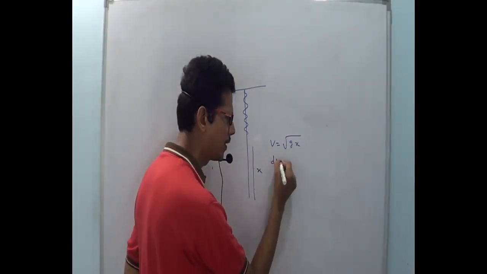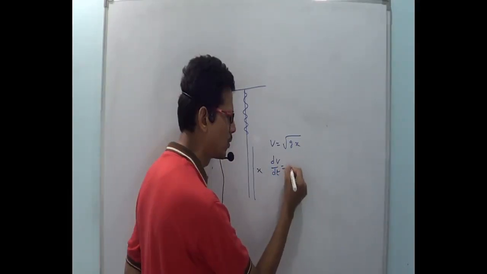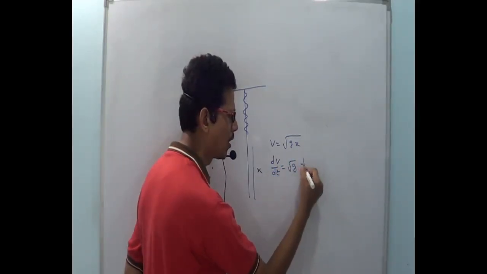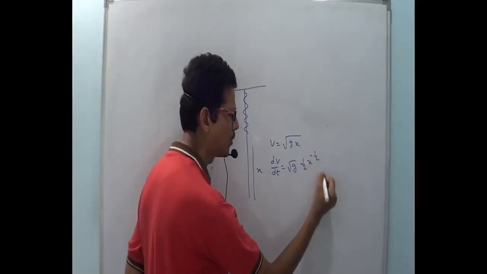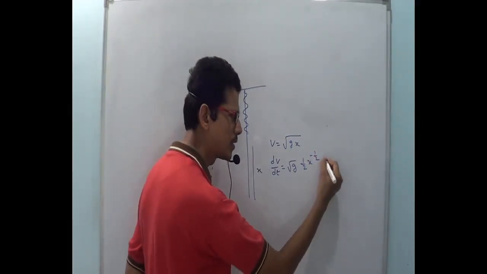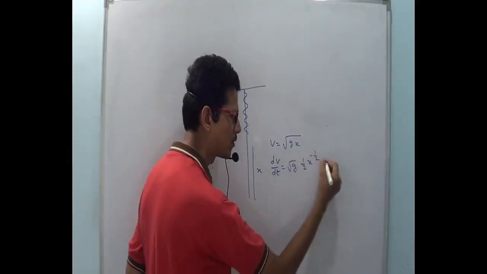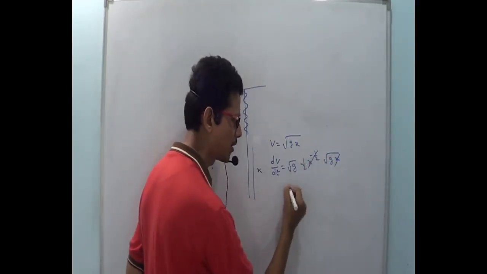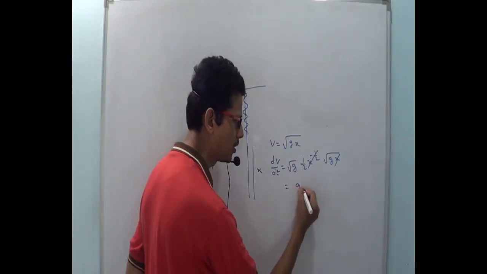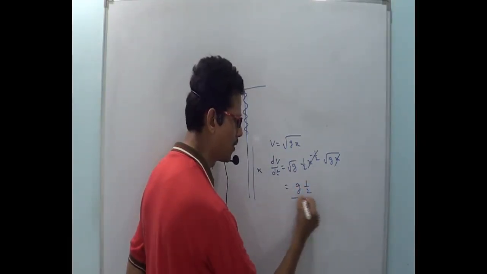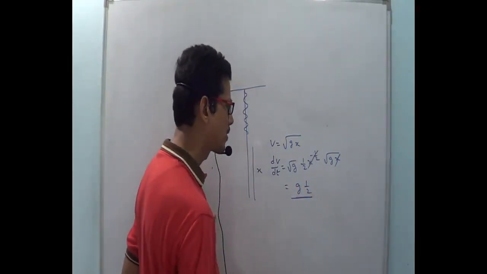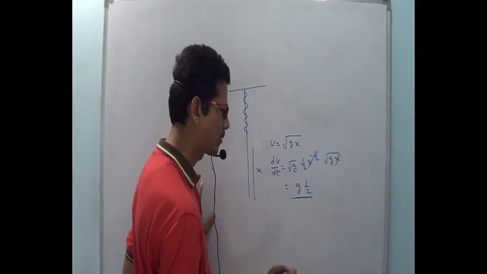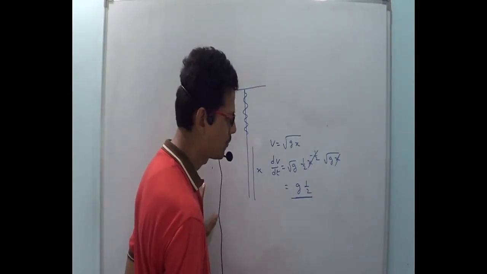And what is dv by dt? Acceleration. Root g into half into x power minus half into dx by dt. Dx by dt is nothing but v only, no? I can write this v as root gx. This root x and x power minus half get cancelled, and this is nothing but g into half. So the rate at which the speed is increasing is constant. dv by dt is constant.